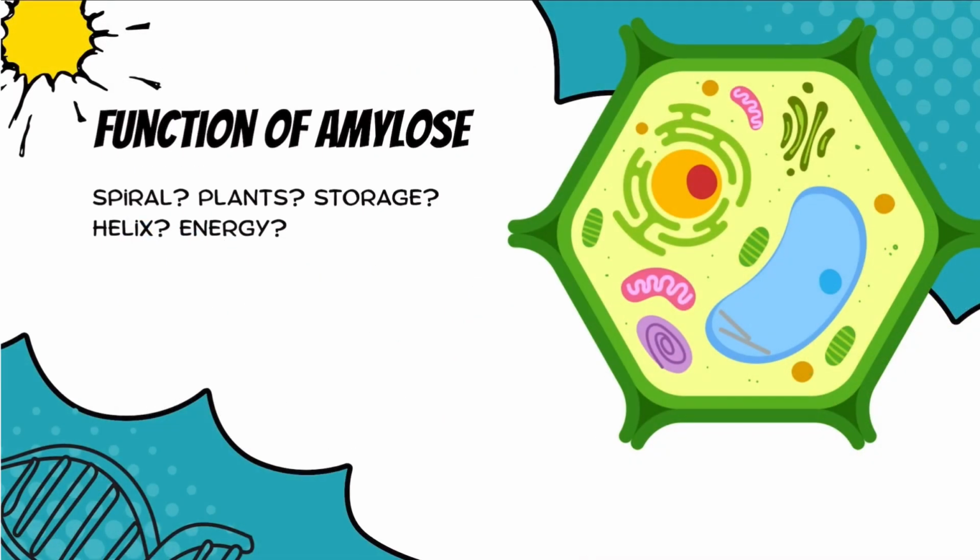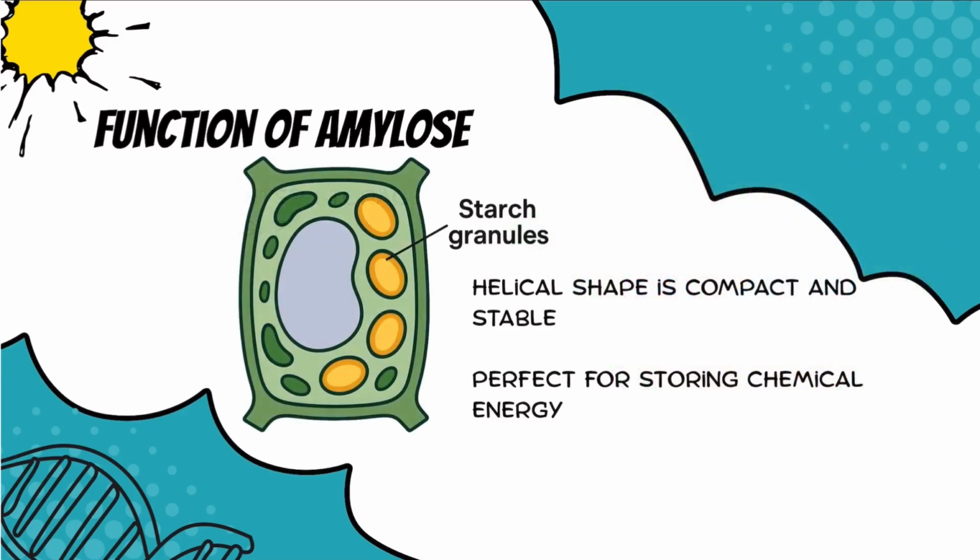So why is amylose important? What is the significance of it being a spiral or a helix? And what is its connection to plants, storage, and energy? Well, in plants, amylose is one of the two components of starch, the main way plants store glucose for future energy needs. Since amylose is helical shaped, compact, and stable, it is perfect for storing chemical energy.